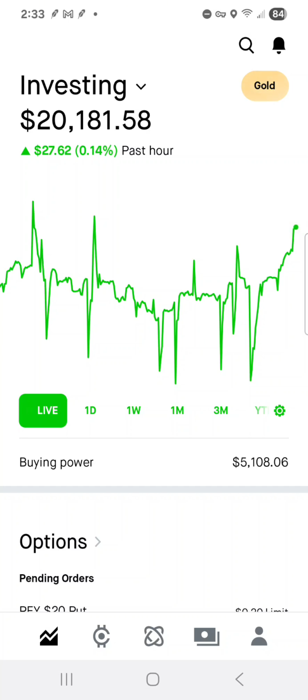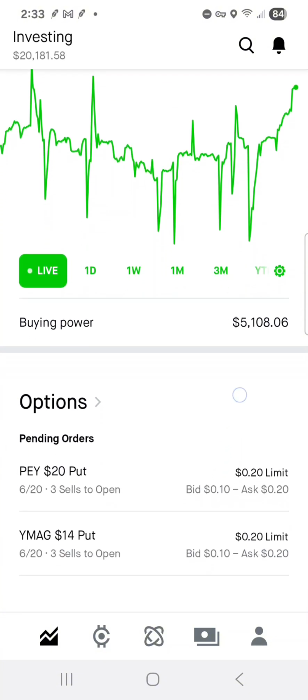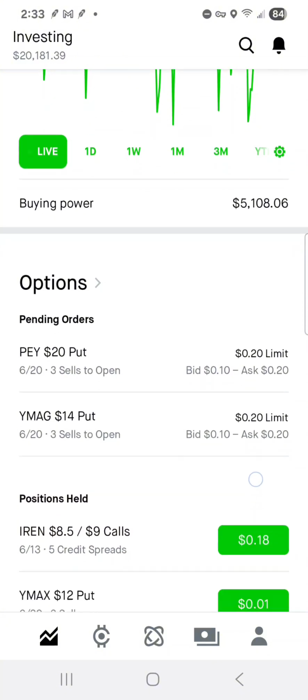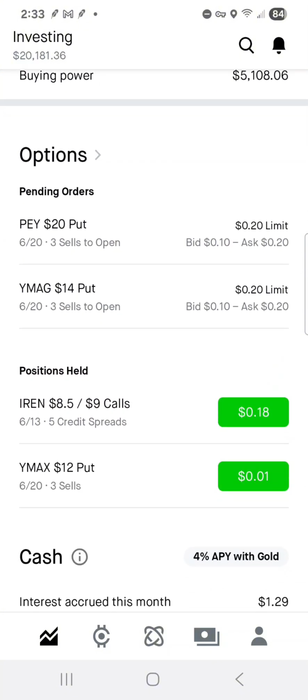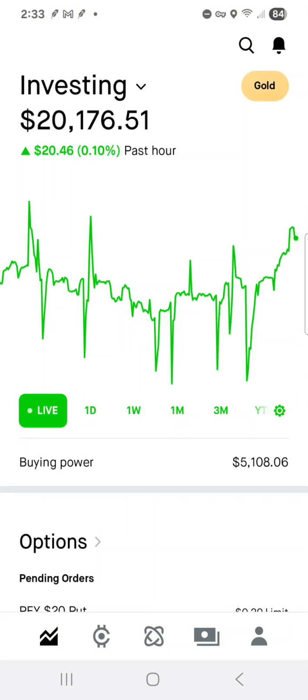All right, my buying power dropped because I just placed a lot of orders here. Go down to the options section, and these are the pending orders. The PAY, selling 3 puts to open those up. YMAG, selling 3 puts. Positions held. Iron, I already had from a previous position. YMAX, we just put that in today. So that's all the trades I want to do today, and we'll see what happens with those options.